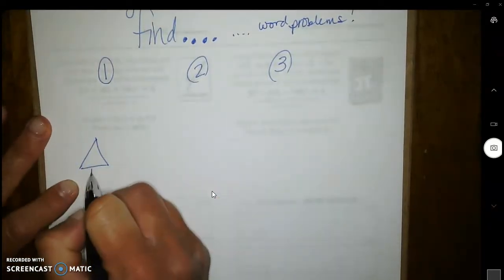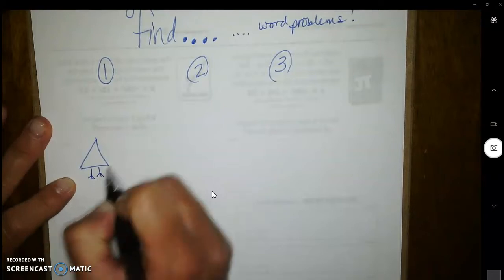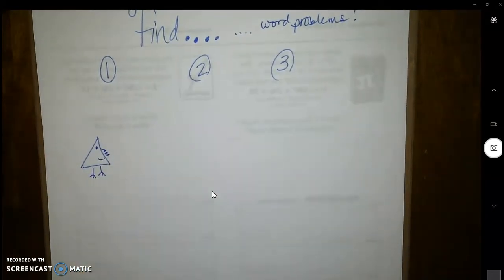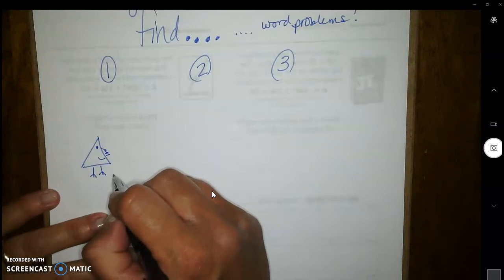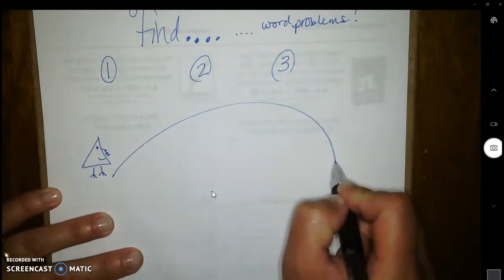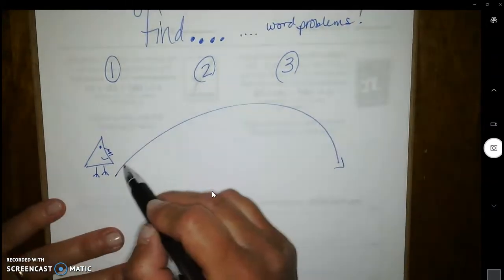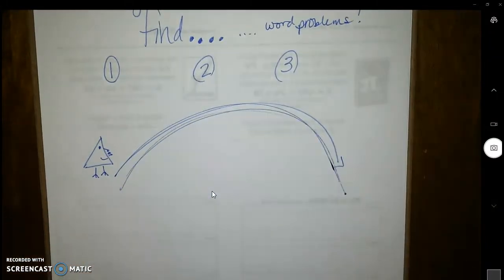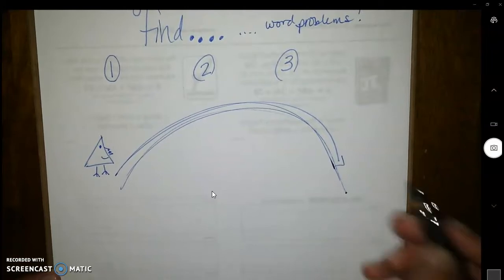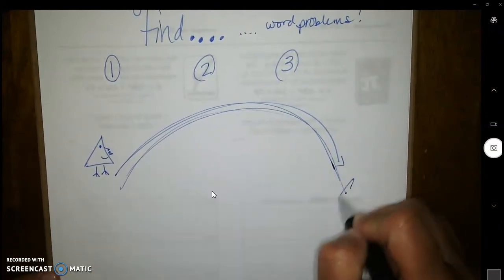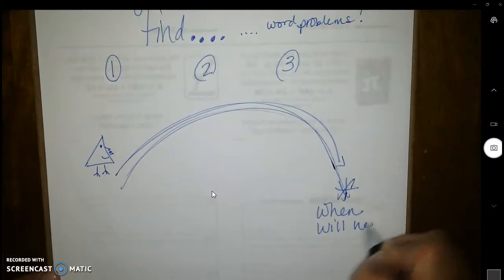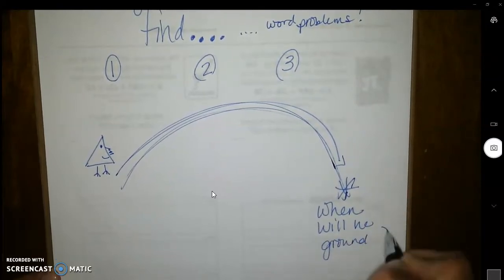So take a look at my Angry Bird. Do you remember the game Angry Birds? I don't know if this is what he looks like, but close enough. So he is going to be projectile shot, right, somewhere. And this is a quadratic or a parabolic shape, okay? So there's a couple of things that you can find. One of the things that you can find is you can say, okay, when will he hit the ground, right? So when will he land?